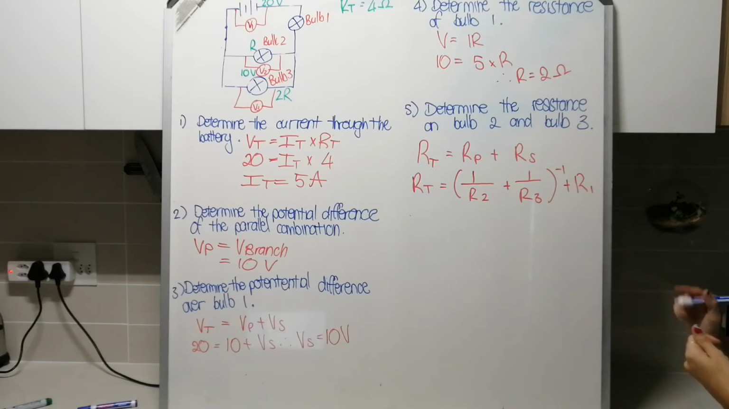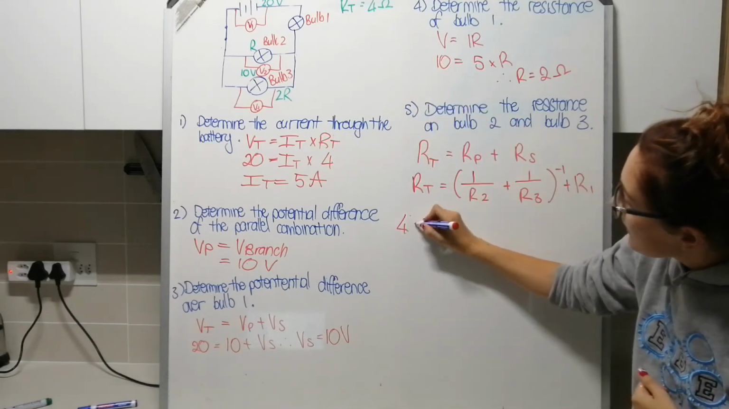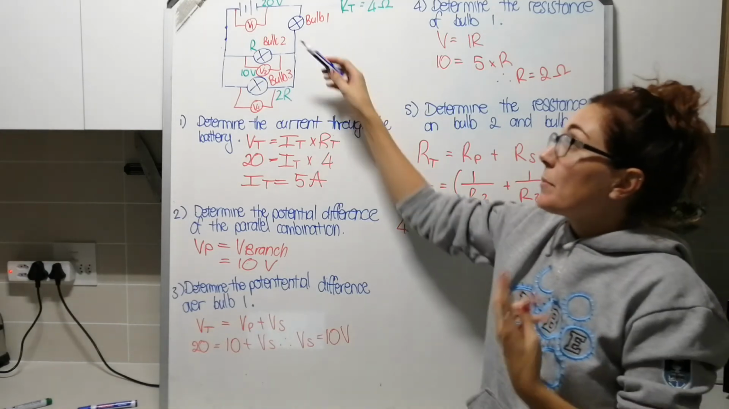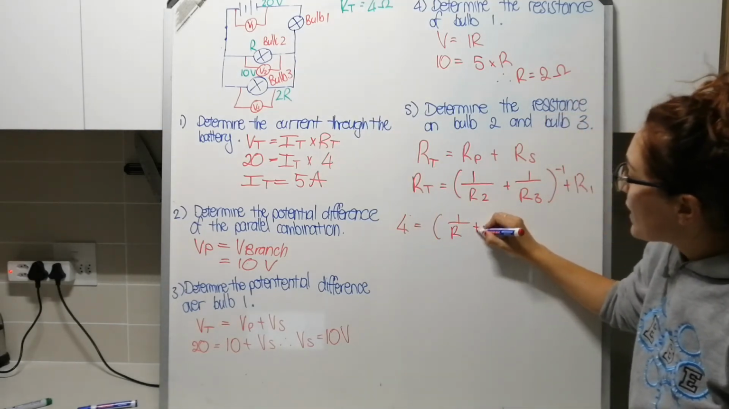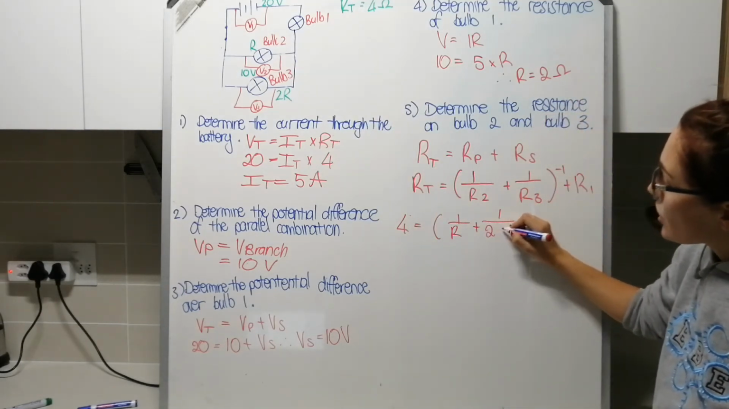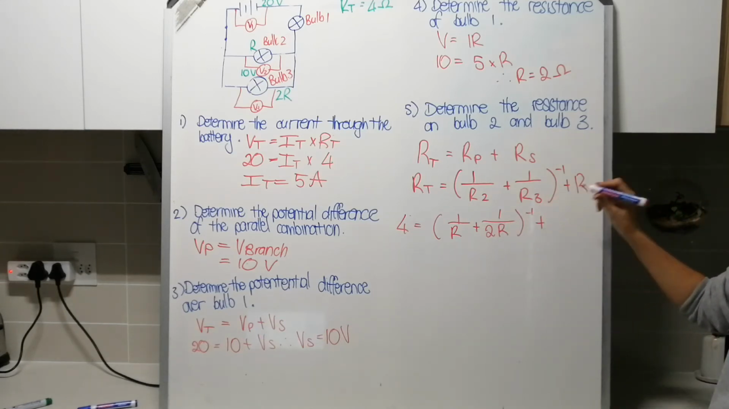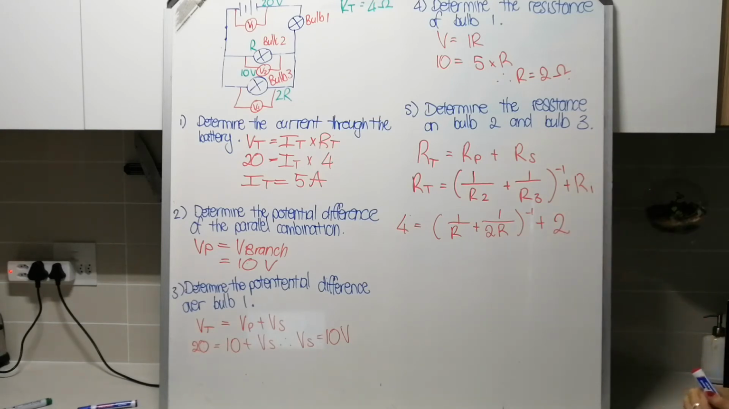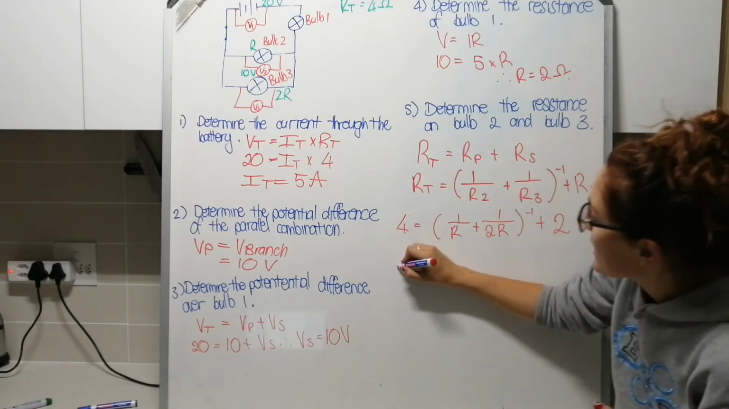Okay, now we're going to substitute in. So the total resistance is 4 ohms. Bulb 2, they told us, has a resistance of R. And bulb 3, they told us, has a resistance of 2R in the question. And then resistor 1 has a resistance of 2 ohms. We just worked that out. Now we just have to solve for R, which I know might seem easier said than done. So first thing I'm going to do is hop this 2 over and subtract it. It makes life a little bit easier.